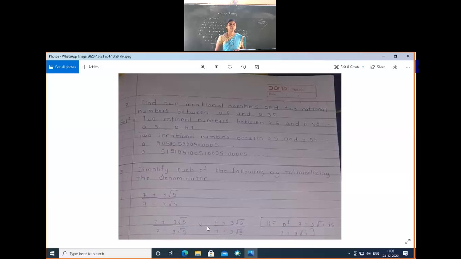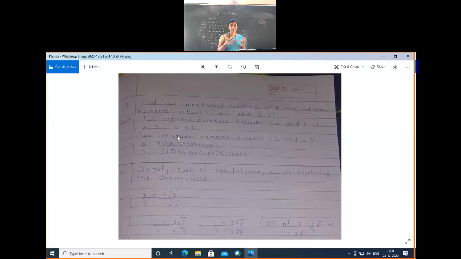Yes, so now we have to discuss the second main question. Okay, first main, you have got the clear picture now? Yes, now second main is like this. Find 2 irrational numbers and 2 rational numbers between 0.5 and 0.55. Okay, 2 irrational numbers also we have to write and 2 rational numbers also we have to write. 2 rational numbers between 0.5 and 0.55 are 0.51 and 0.52. Can we take that one actually? 0.51 and 0.52. For this question, you will get different answers, right? Because the question is only like that.